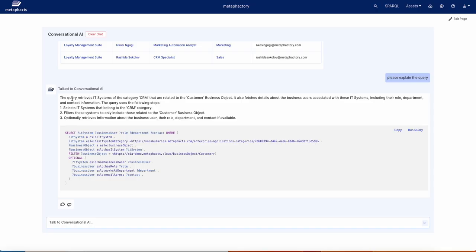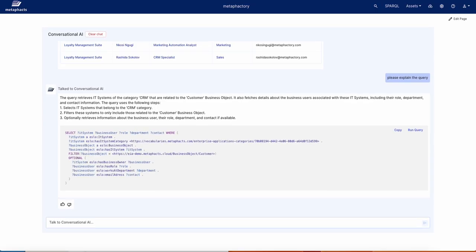So here we see that the query retrieves IT systems of category CRM that are related to this business object, as was expected. And then it will also fetch details about users, roles, departments as selected. So here it explains pretty much in detail how the query was then calculated.